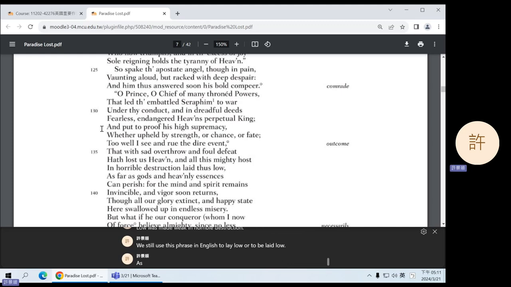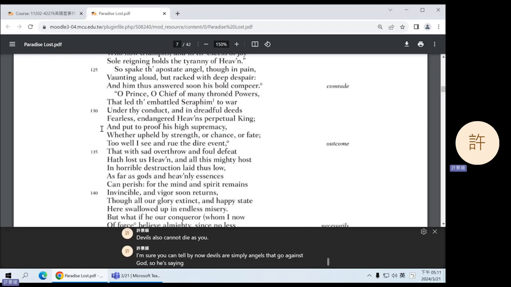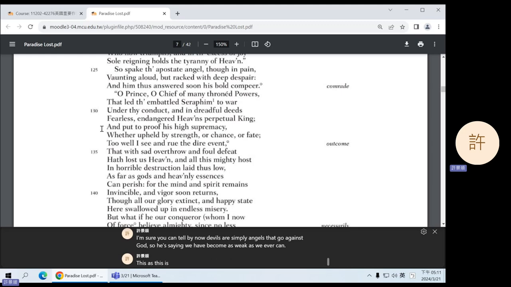As far as gods and heavenly essences can perish. Perish means to be destroyed. Sorry, to die. Perish means to die. Of course, angels are immortal. Angels cannot die. Devils also cannot die. As I'm sure you can tell by now, devils are simply angels that go against God. So he's saying we have become as weak as we ever can. This is as weak as we can be, because we can't die.